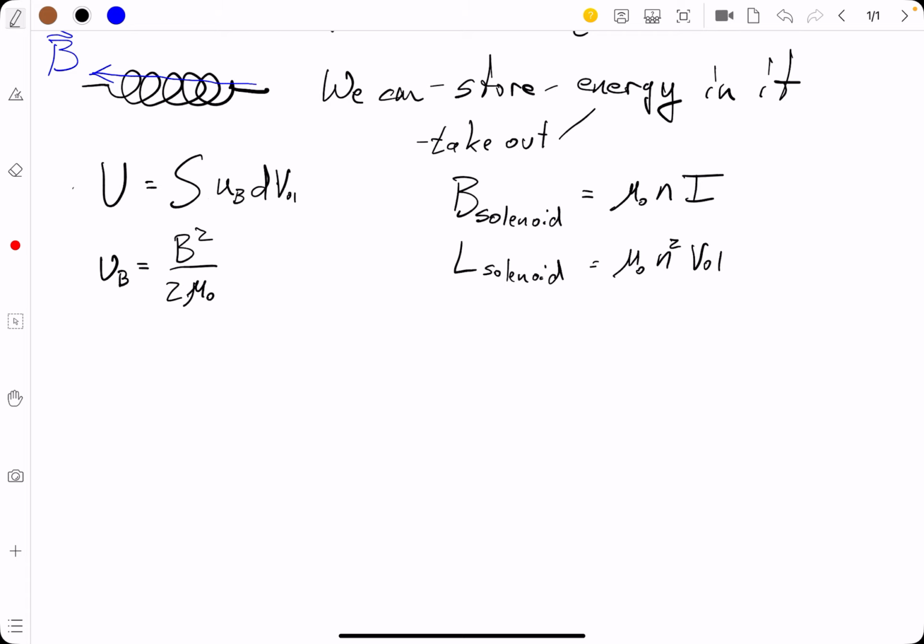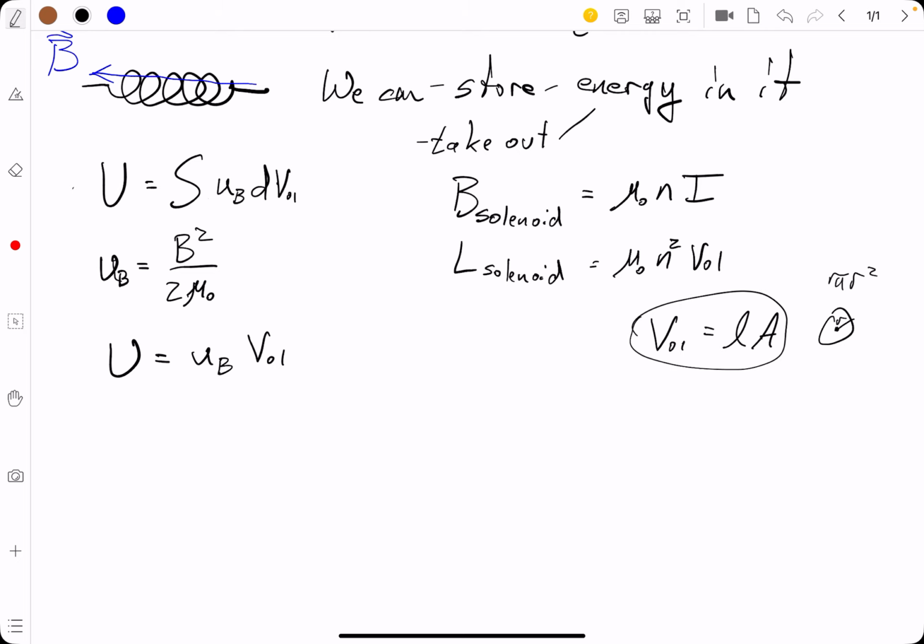Now, all we have to do to get our U then is multiply by the volume. So I'm going to take my little U_B and multiply it by whatever volume I've got. For a solenoid, my volume is equal to my length times my area of this circle, so the area ends up being pi r squared. We're going to leave it at this for now.